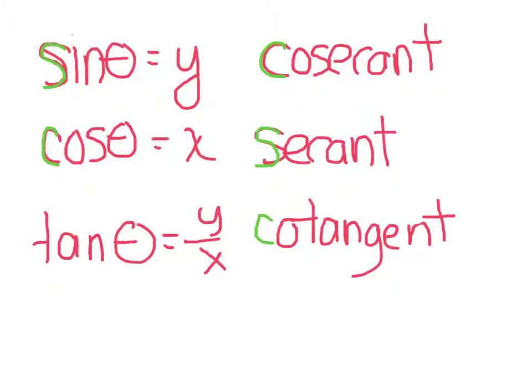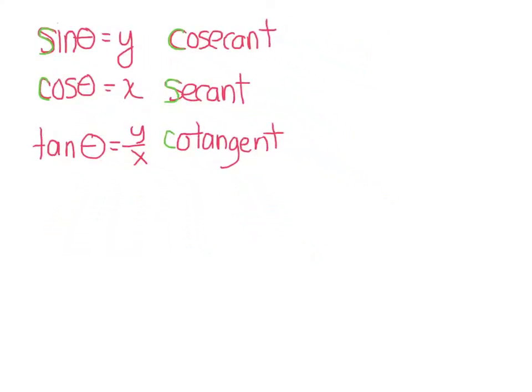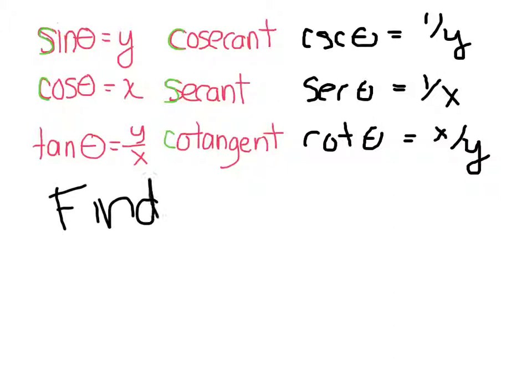Okay, so sine goes with cosecant, cosine goes with secant, tangent goes with cotangent. And now, if I remember that these are all reciprocal functions, they look like this. The cosecant of theta is 1 over y. The secant of theta is 1 over x, and the cotangent of theta is x over y. So you never want to find these other trig functions. Find your basics, flip them over to get your other ones.